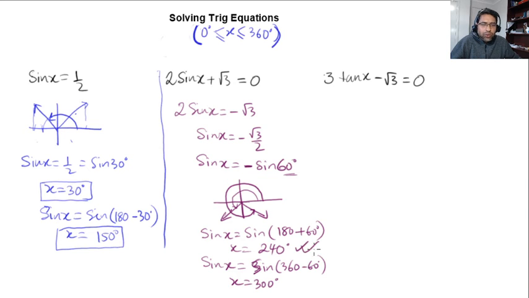Again, we are getting two solutions. One is x equals 240 degrees, and another one is x equals 300, and both are sitting in the third and fourth quadrants respectively.